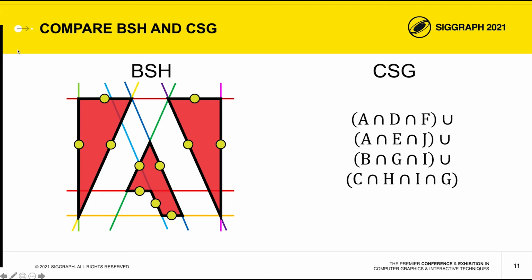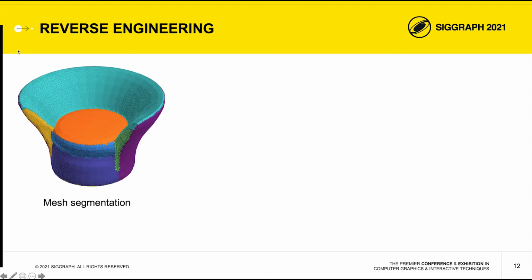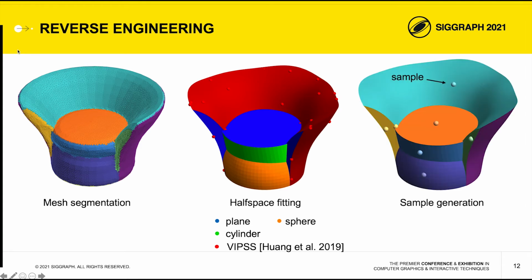It is rather straightforward to convert another shape representation, such as a mesh, into BSH. One can extract a set of half-spaces using existing mesh segmentation and half-space fitting algorithms. The sample points can then be gathered on the fitted half-spaces using a simple heuristic that we describe in the paper.